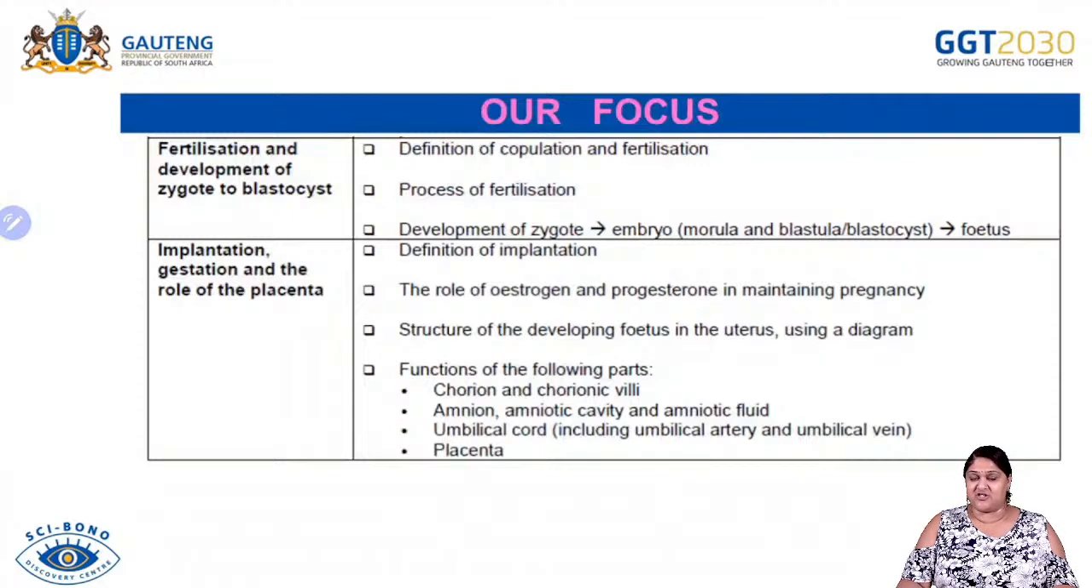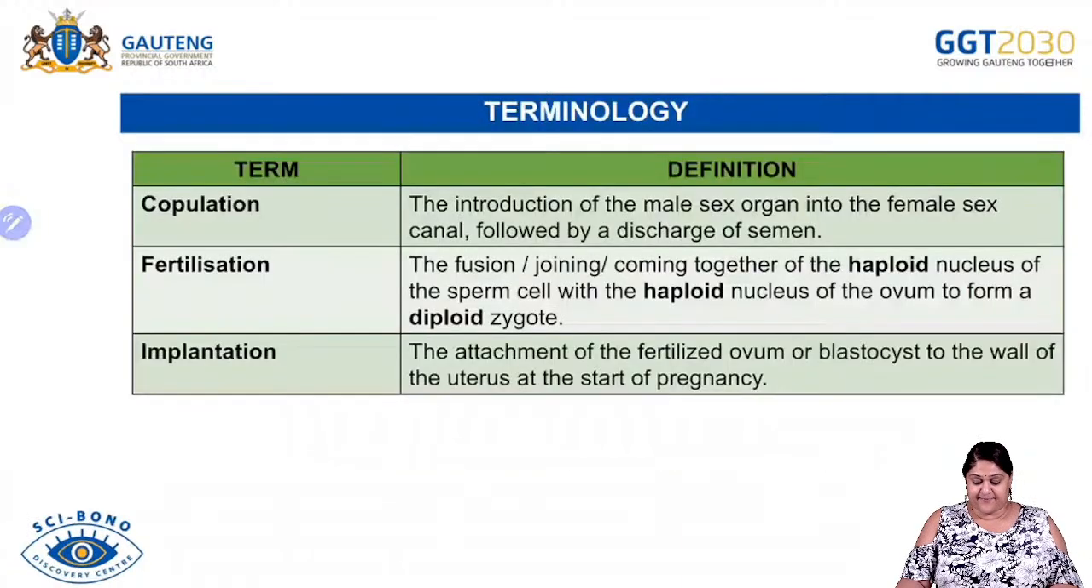And then the functions of the following parts: chorion and chorionic villi, amnion, amniotic cavity and amniotic fluid, umbilical cord, including the umbilical artery and the umbilical vein, and the placenta. Okay, so this is what you need to know. When you are studying this section, you need to keep this next to you, and then you need to tick all the boxes when you've studied each thing so that you can make sure that you study everything that you need to study.